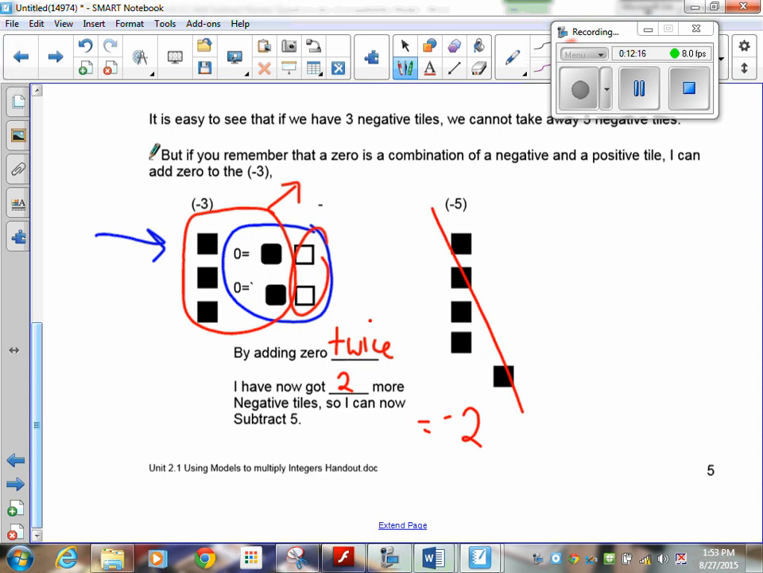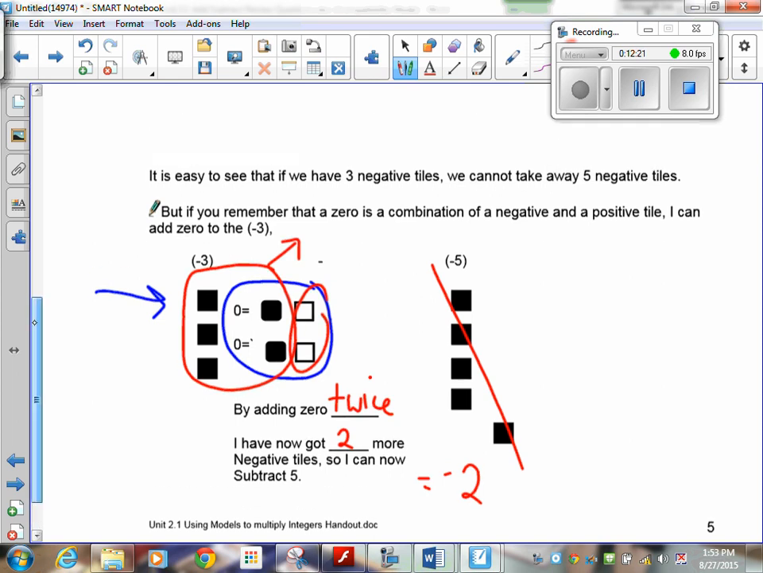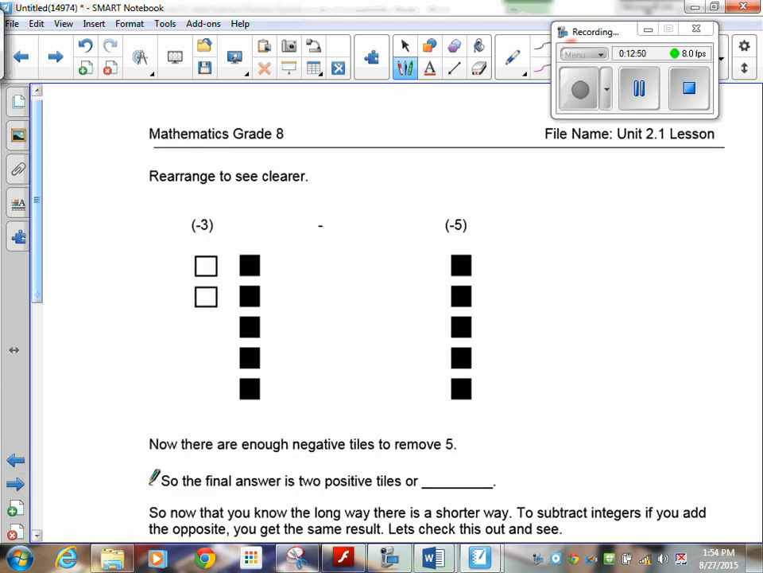Okay, so let's review quickly. The question is negative 3, take away negative 5. Now these are 3 negative tiles. These are 5 negative tiles here, so I've got to take 5 negative tiles away, but I only have 3. In order to make that work, I add zeros until I get enough negatives. Once I have enough negatives, they will be subtracted and everything's gone away. That's beautiful. Whatever's left is my answer. All right, let's take a look at another question.